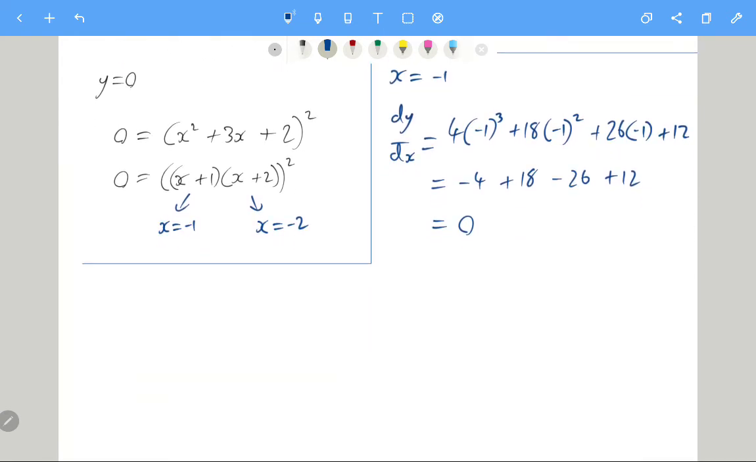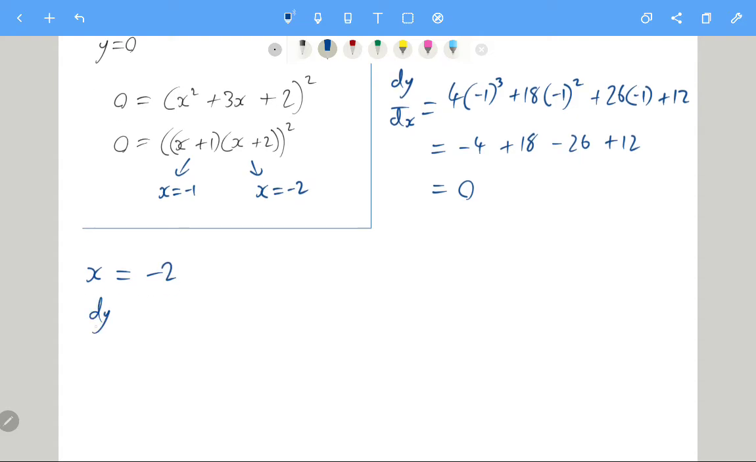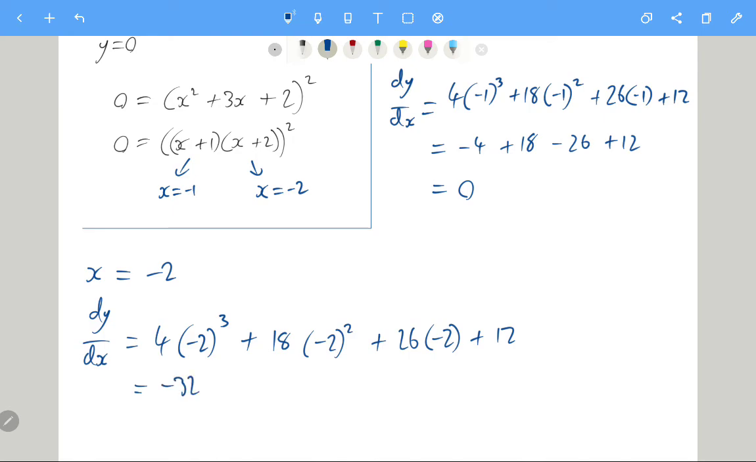And then let's also solve at x equals negative 2. Same operation, dy/dx, 4(negative 2)^3, 18(negative 2)^2, 26(negative 2) plus 12. We get negative 32. Negative 2 squared is 4. 4 times 18, 72. 26 times negative 2 is minus 52 plus 12. And once again, this also adds up to 0.